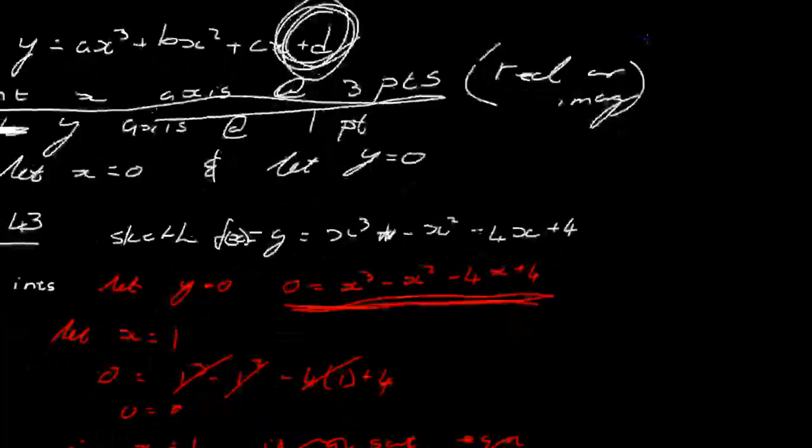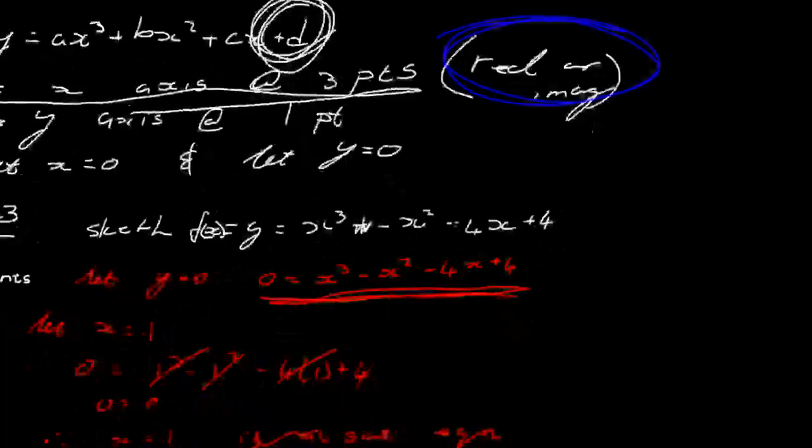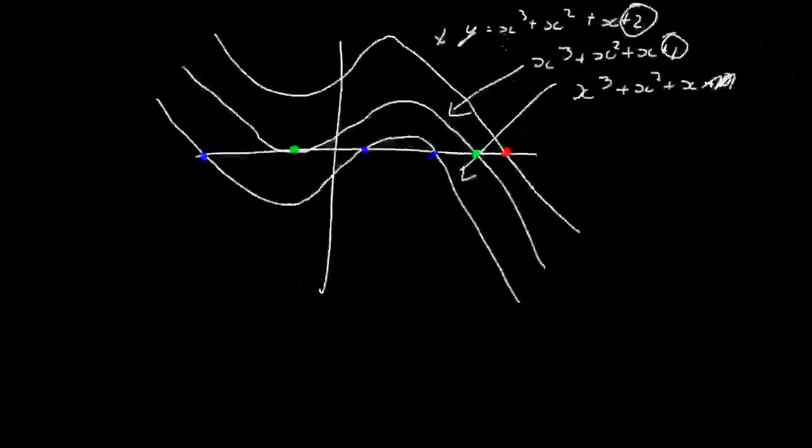But we said it intersects the x-axis at 3 points. That's why I added here real or imaginary points. What happens with the first graph is that your other 2 x-intercepts exist, but they're going to be imaginary points.